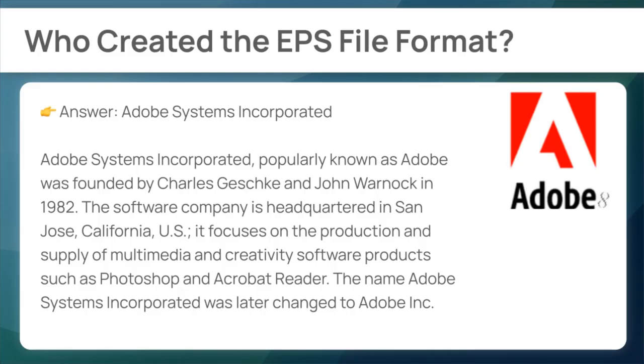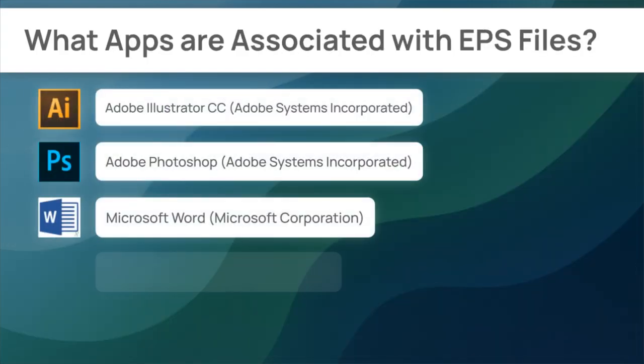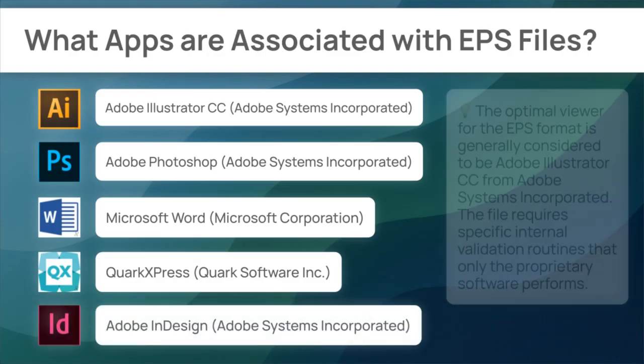Its design is hierarchical. It includes both the high-quality PostScript vector instructions for printing and a lower-resolution preview image for display. While viewers can show the preview, specialized software like Adobe Illustrator is required to access and edit the vector data. The most widely recognized opener for EPS is unequivocally Adobe Illustrator CC from Adobe Systems Incorporated.